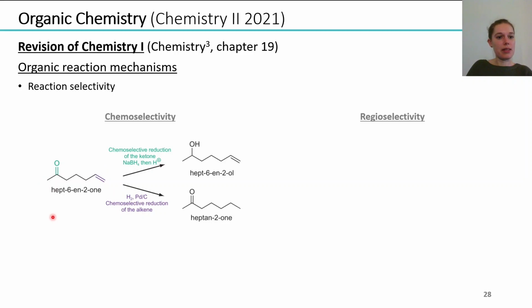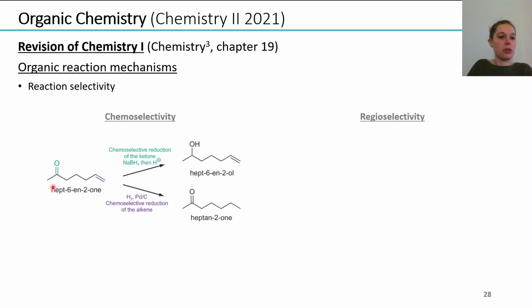We have the hept-6-en-2-one. And if we now want to reduce, then we know that this reaction will be chemoselective. And here we can, for example, only reduce the carbonyl group. So we end up with an alcohol, the hept-6-en-2-ol, or we chemoselectively reduce only the double bond of the system, so we end up with heptan-2-one. This is one example how chemoselectivity can be explained.